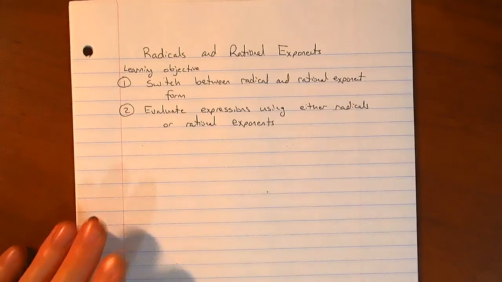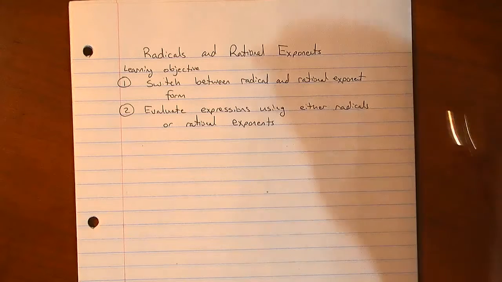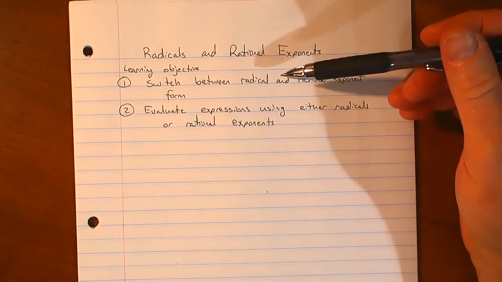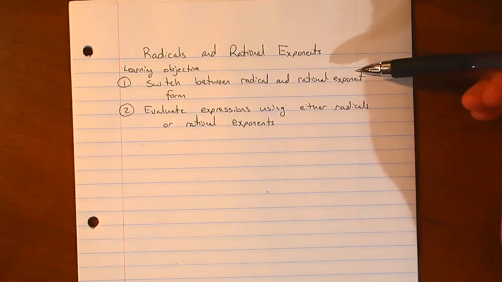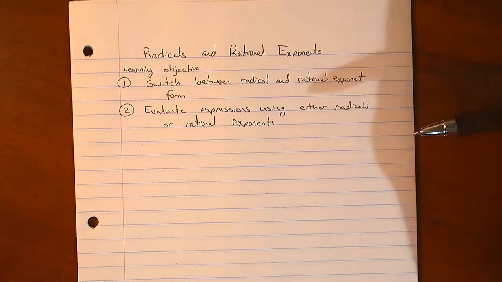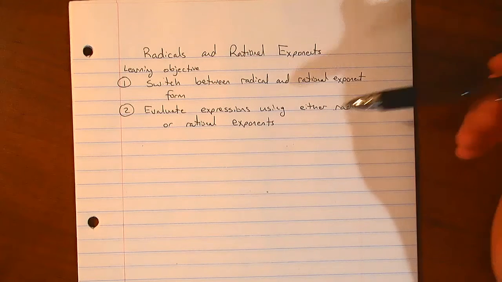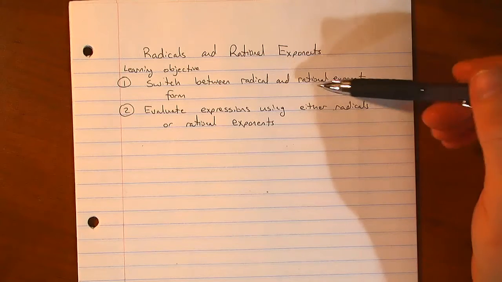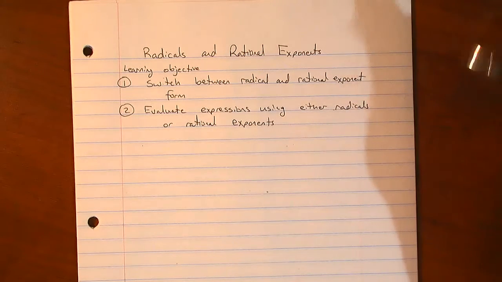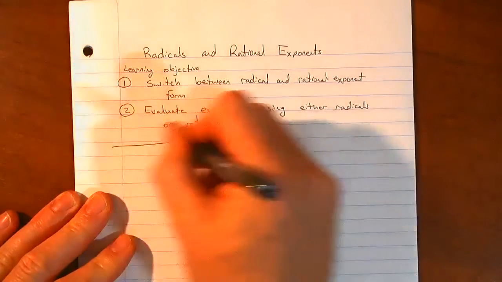We really only have two learning objectives. One is to be able to switch back and forth between something called radical form and another thing called rational exponent form. So we'll explain what those two things are, and then we'll talk about how to switch back and forth. And then once we know what those two things are, we ought to be able to evaluate expressions using those things. So those are our learning objectives.